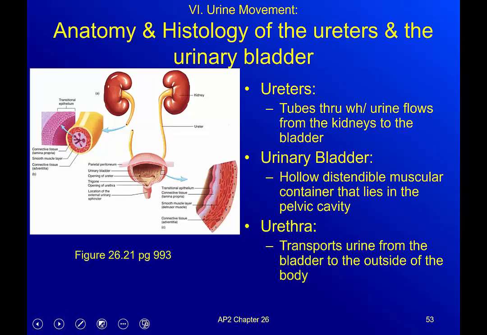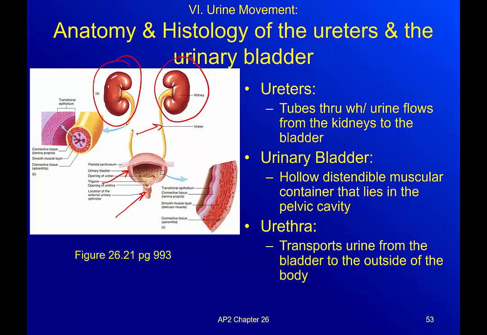So, urine movement. This is where things get pretty straightforward. We've just talked about in great detail the kidneys and how the kidneys work and how the workhorse of the kidney is going to be the nephron and how the nephron works and how we keep everything balanced in the kidney. Now we're going to talk about the ureters, the bladder, and the urethra, okay?